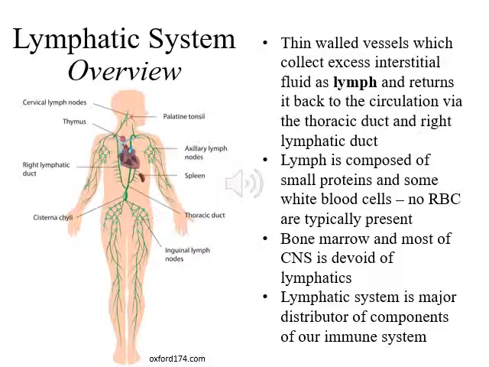Within the lymph vessels, the fluid is coined the lymph. The lymph is composed of small proteins and occasional white blood cells. There's typically absolutely no red blood cells present within the lymph. Within our body, the lymphatic system is distributed extensively with the exception of our bone marrow and our central nervous system. Both these regions are devoid of lymphatics. So not only does the lymphatic system play a role in controlling the interstitial fluid levels within our tissues, it also is a major distributor of components of our immune system.